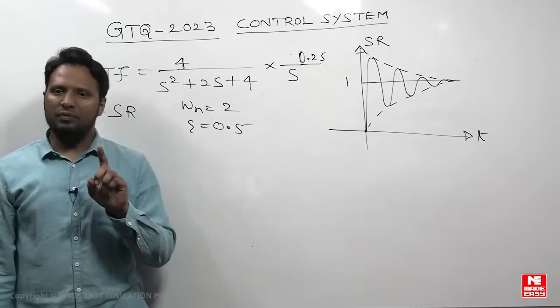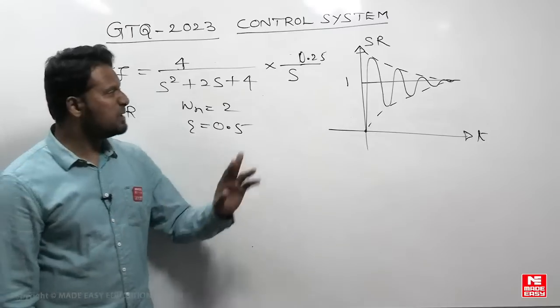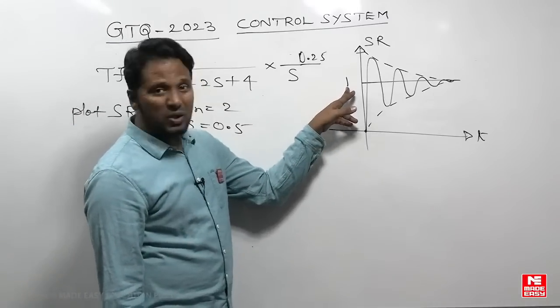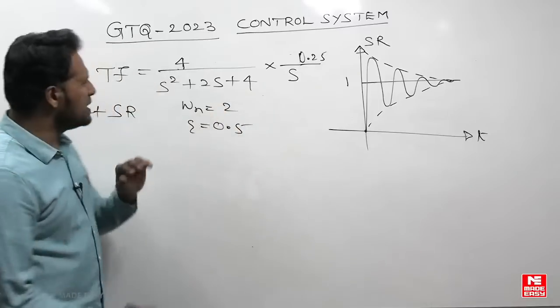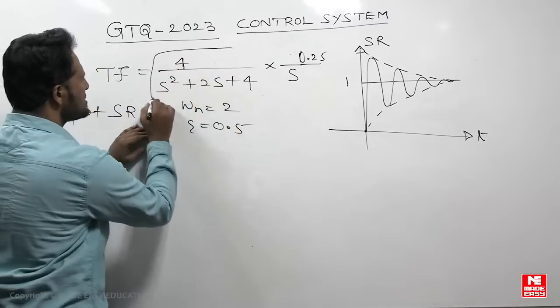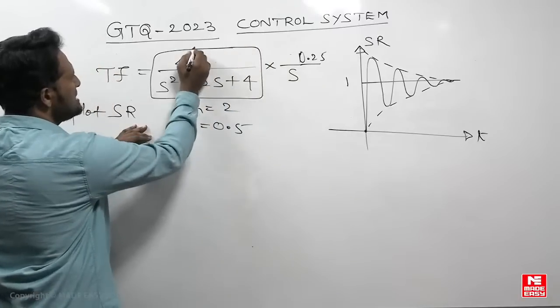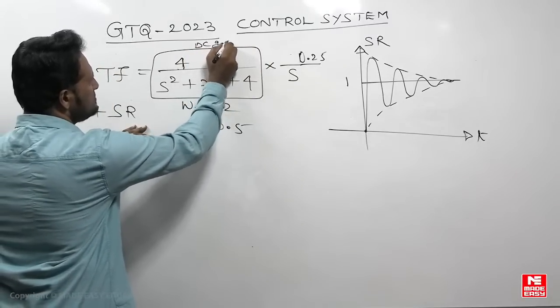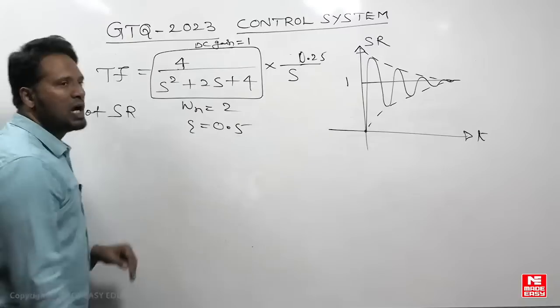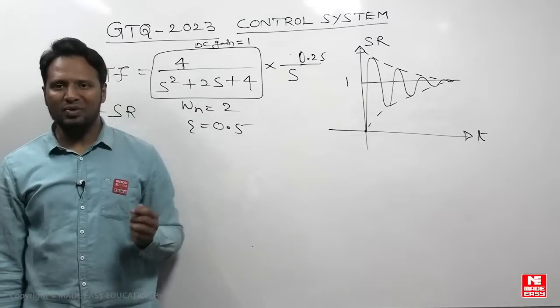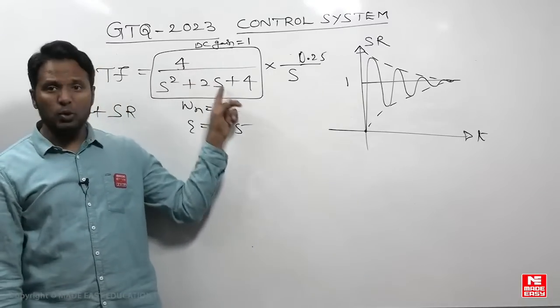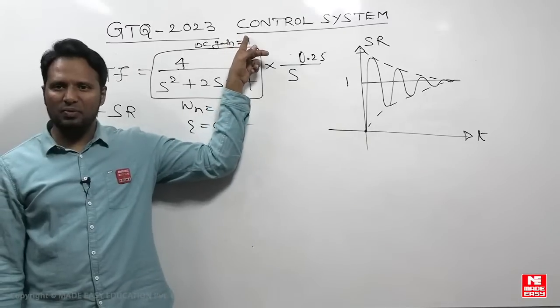0.25. I repeat, if it is a standard second order system and the input is 1, then the output in the steady state will also be 1, because the DC gain of a standard second order system is 1. How to find the DC gain of a system? Substitute s equals 0 in the transfer function of the system. If you do that, you will get the DC gain of this system to be 1.